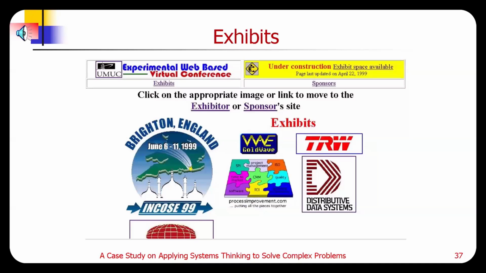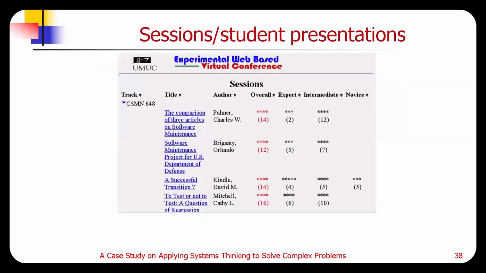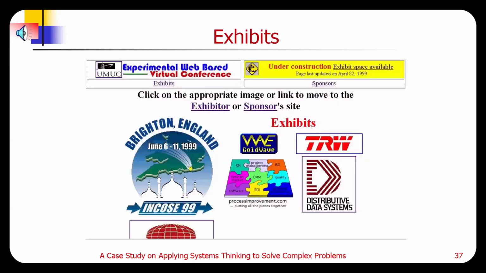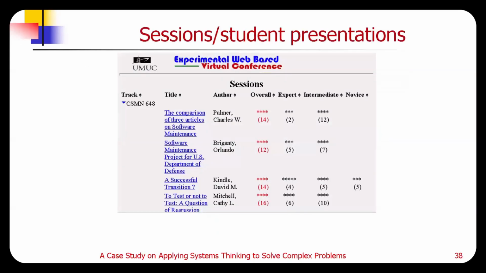There was an exhibit hall. You went into the exhibit hall, clicked on the logo, and you were taken to the exhibitor or sponsor's website. These were dummy ones that I put in, although the Brighton and Cosi one was real. Once you went into the sessions, you could see sessions and how the sessions were rated by different people with different degrees of knowledge. It so happened that the team that did the web conference worked in the university's IT department, so they just built it as a seamless plugin to WebTyco.